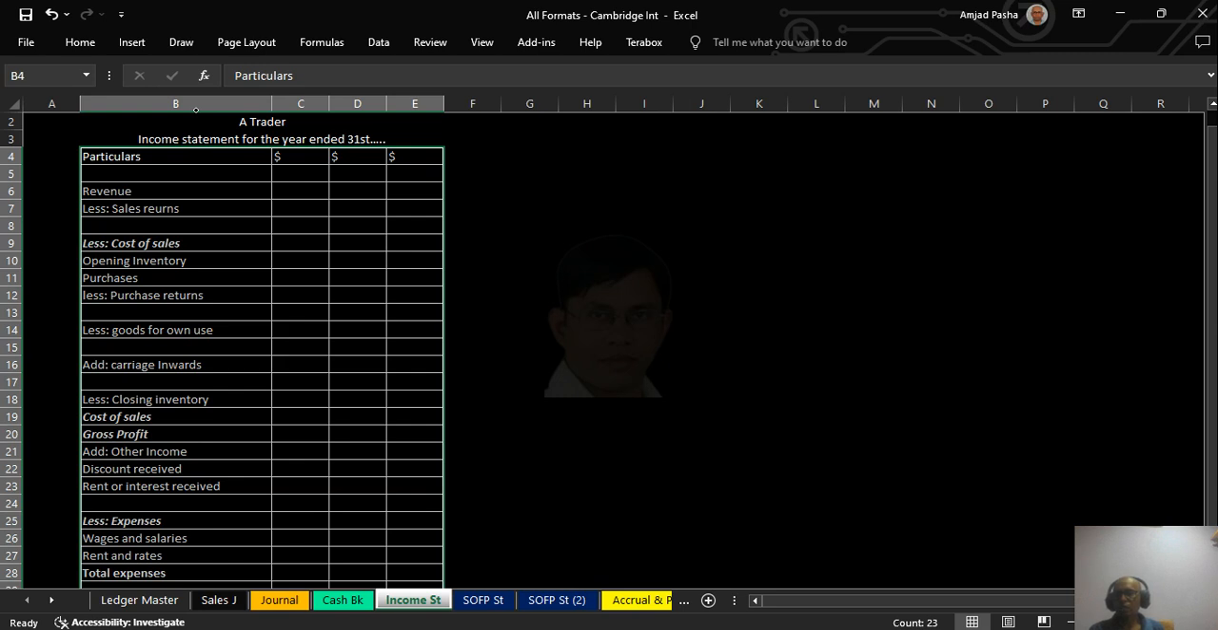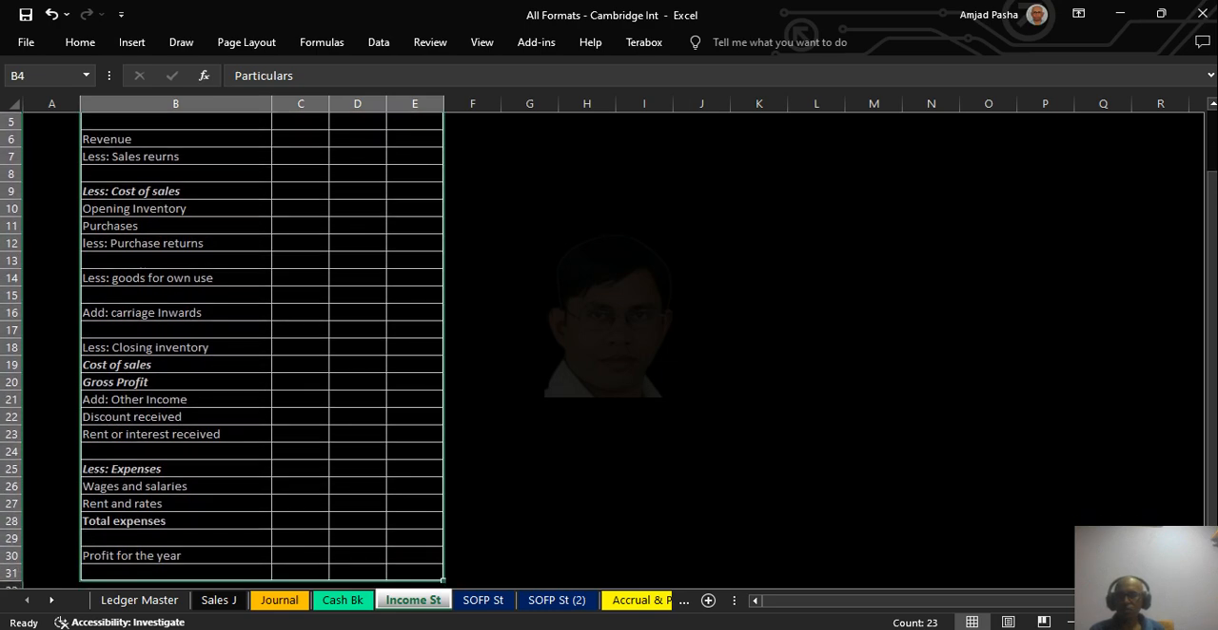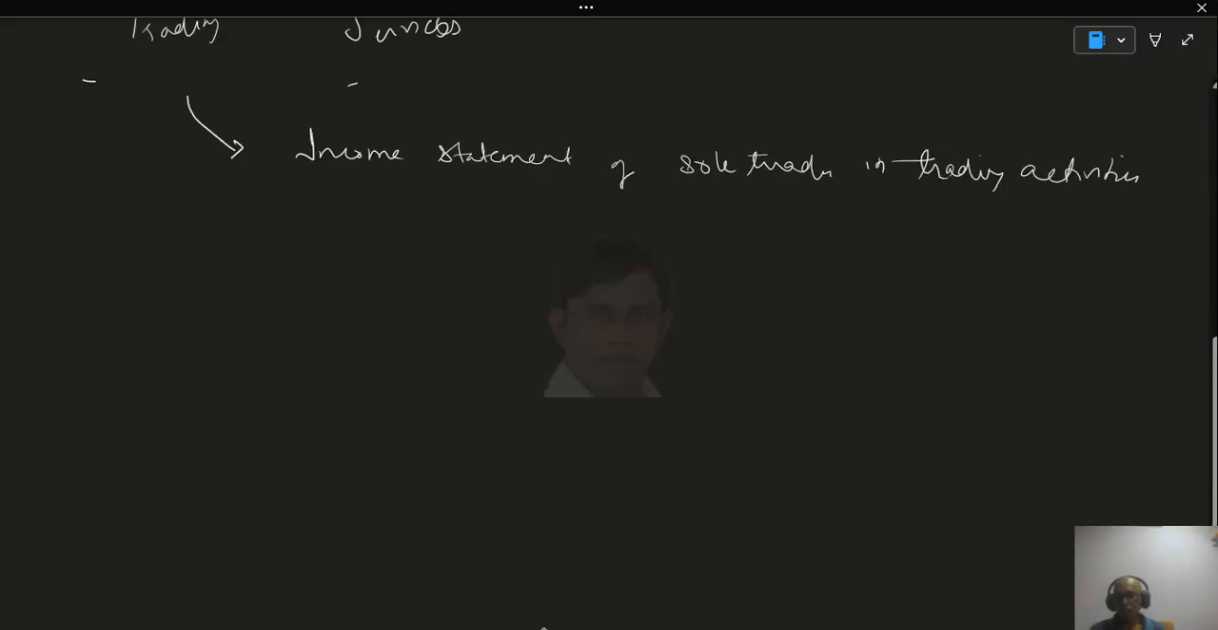Revenue minus cost of sales will give you gross profit. To that you add other income like discount received, rent or interest received. From that you take out all the expenses like wages and salaries, rent and rates, giving total expenses. If you deduct, that will give you the profit for the year. So you have to learn all these items strictly. To simplify, I will show you how to learn it in this way.